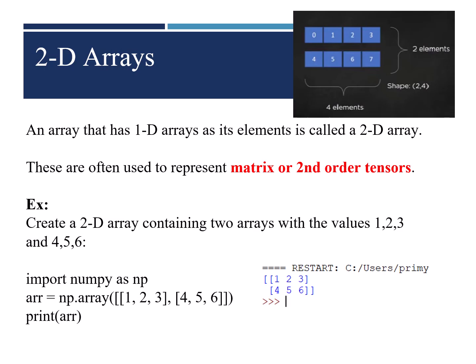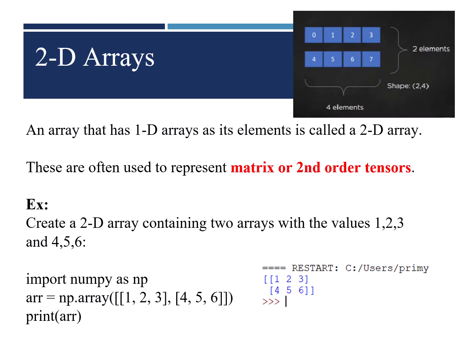Here is an example to create 2D arrays. Import numpy as np, arr equal to np.array of, within the normal brackets, we have two square brackets. In the nested square bracket, we have 1, 2, 3, comma, and one more square bracket with 4, 5, 6. Now, when I print this variable, the output is 1, 2, 3 in the first row and 4, 5, 6 in the second row.